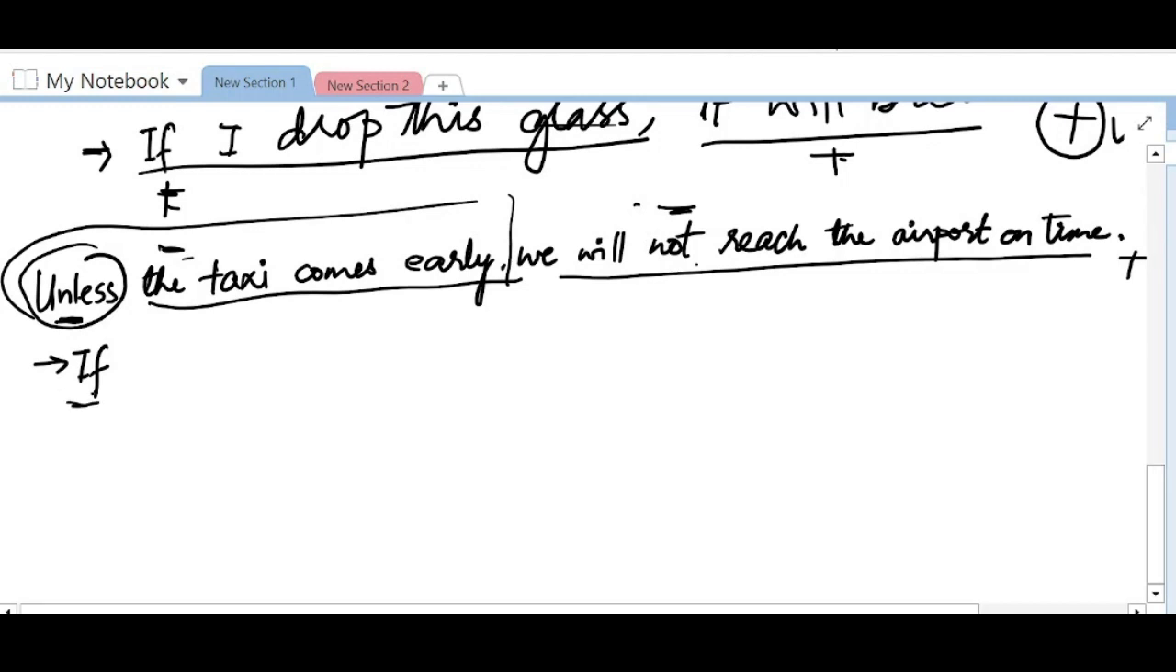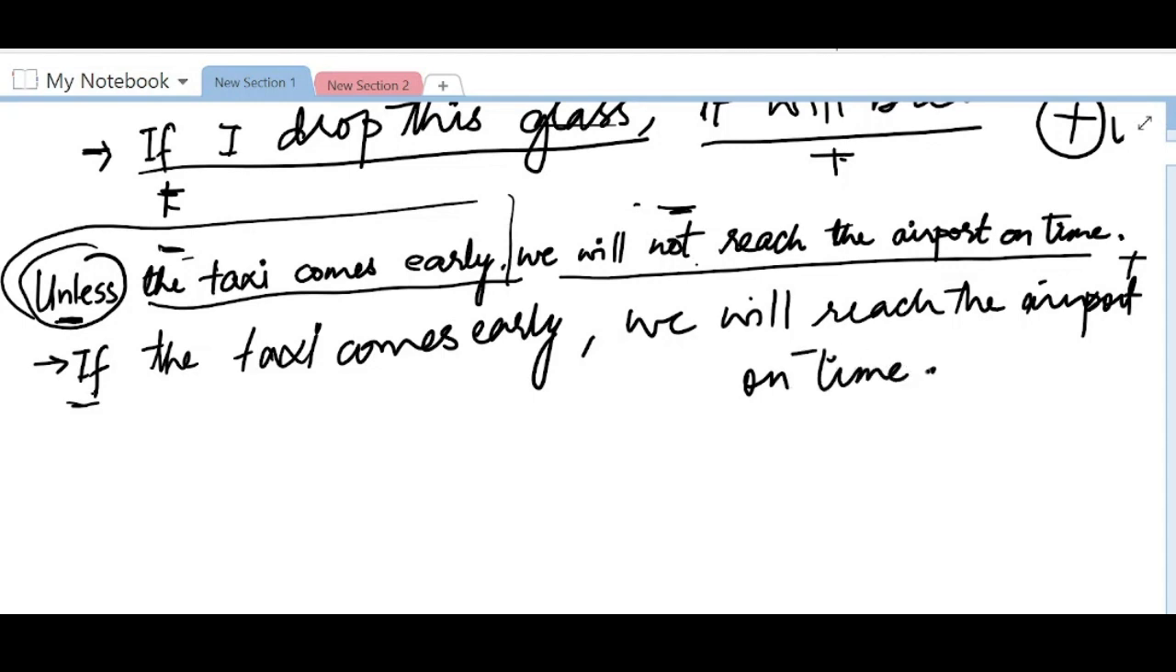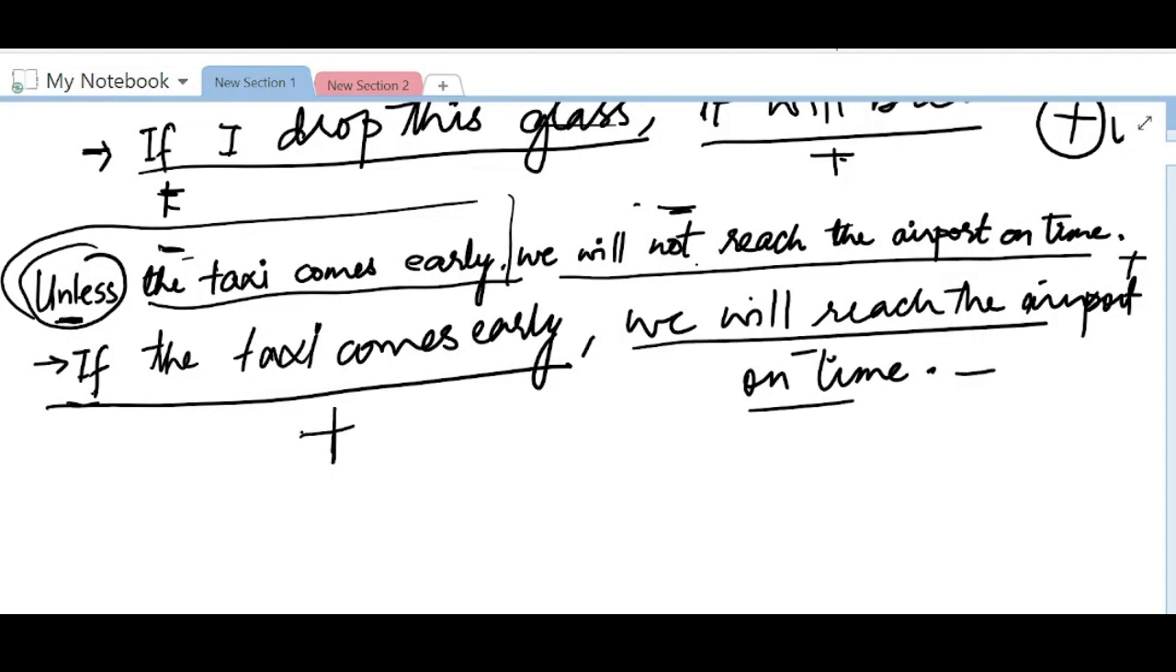Understood? Now I am supposed to use the word if. If the taxi comes early, comma, we will not reach the airport on time or we will reach the airport on time? Yes, good. We will reach the airport on time. Understood? If the taxi comes early, positive. We will reach the airport on time, positive. So plus plus plus. It means my question and my answer match each other, so my answer is correct.